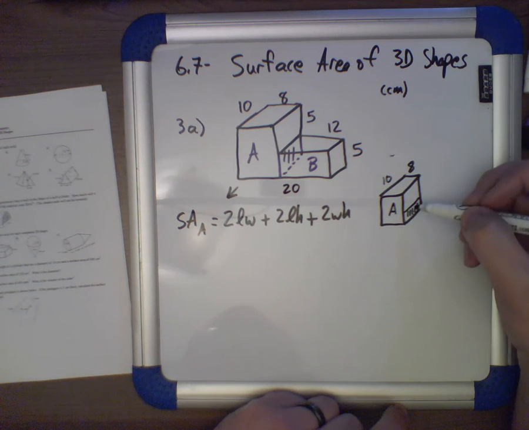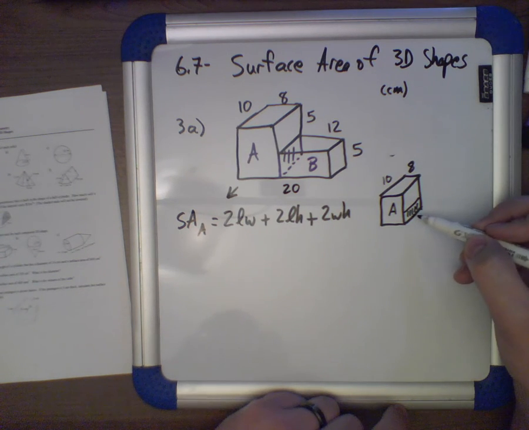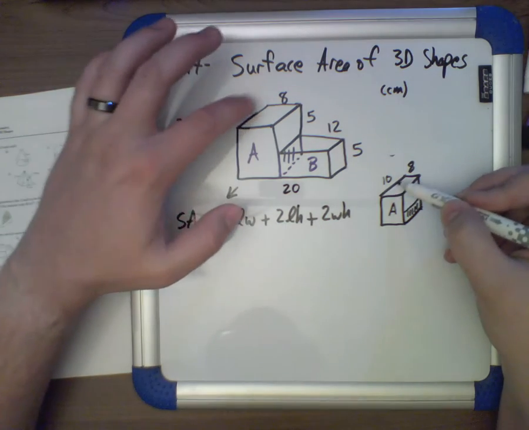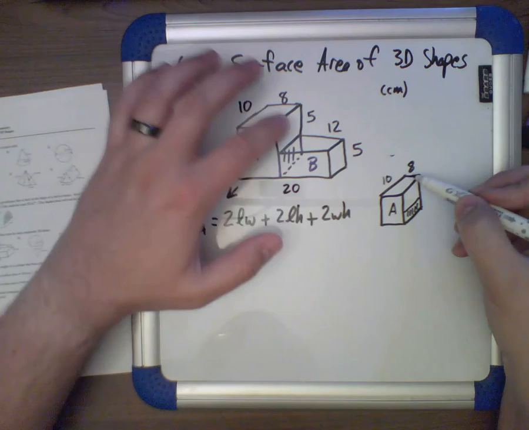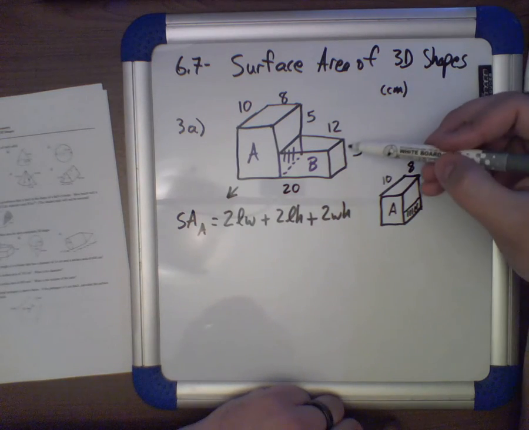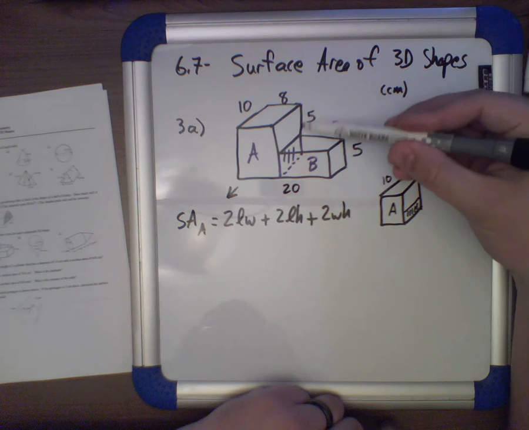All right, I resketched my shape really quickly, and I included the shaded area to remind us to deal with it later. What do I know about this shape? I know the length is 10. I know the width is 8. And what's the height? It's not given directly, but in our composite shape, I know this had a height of 5 and this had a height of 5.